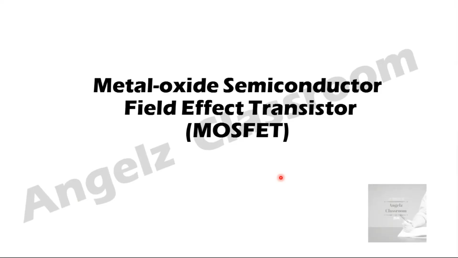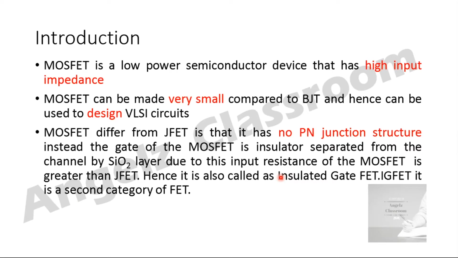In today's class, we are going to see about the metal oxide semiconductor field effect transistor, which is abbreviated as MOSFET. This MOSFET is a low power semiconductor device which has high input impedance, and it can be made very small compared to BJT, and because of this special feature it can be used to design VLSI circuits.